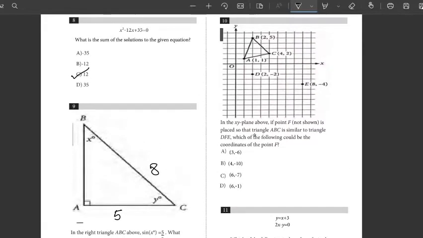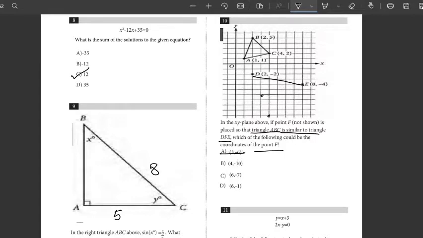A triangle ABC is similar to triangle DFE. Could be the coordinates of point F. Okay, the good part of MCQs is that you can plug in each option and cut out the ones which don't seem correct, and that makes your work a lot easier. So let's just plug in these options really quick. If x is 3, y is 1, 2, 3, 4, 5, 6. Now that does not seem similar, so you can cut that off. 4 and minus 10, 4, 7, 8, 9, 4 and minus 10.